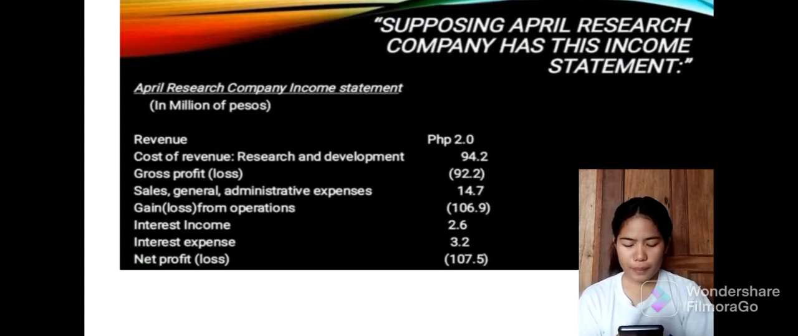Supposing April Research Company has this income statement. April Research Company income statement in millions of pesos. Revenue is 2.0. Cost of revenue, research and development is 94.2. Gross profit is 92.2. Sales, general and administrative expenses is 14.7. Gain from operations is 106.9. Interest income is 2.6. Interest expense is 3.2. And the net profit is 107.5.